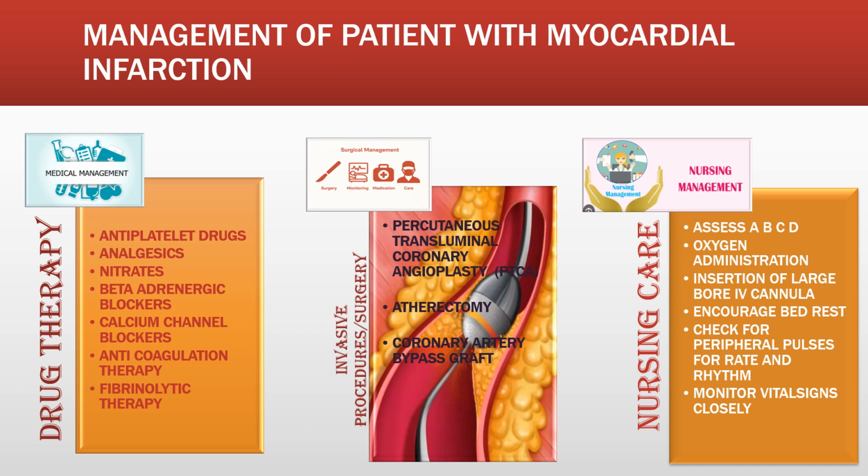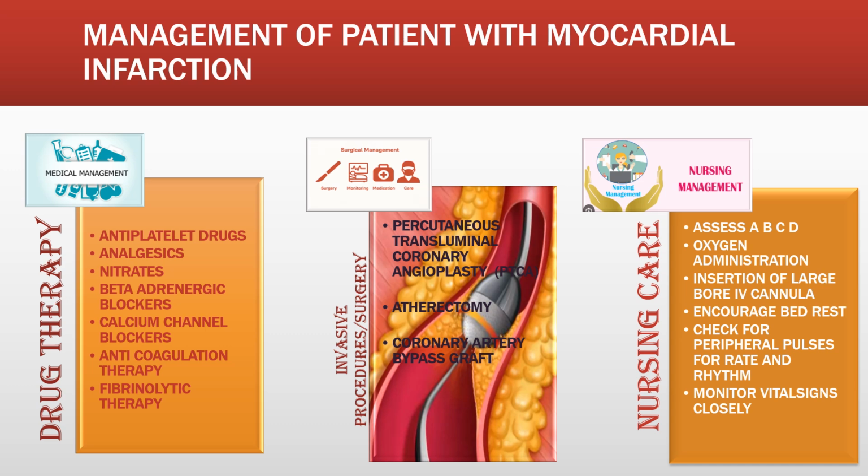Medical management. How do you medically manage? When we talk about medical management, we are mainly talking about the drugs used. The drugs used are commonly antiplatelet drugs. We'll discuss them: the analgesics, the nitrates, beta adrenergic blockers, CCBs, your calcium channel blockers, anticoagulation therapy, fibrinolytic therapy. When we talk about surgical management, we mean basically two that are commonly done: your PTCA, percutaneous transluminal coronary angioplasty, and your CABG, that is your coronary artery bypass graft. And we also do a procedure called atherectomy.